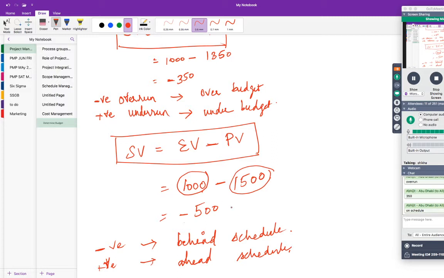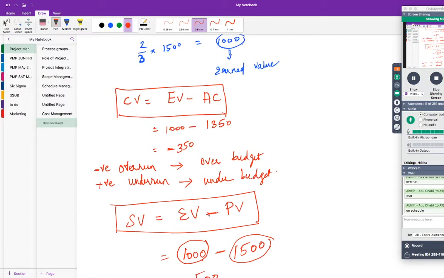So how much behind schedule? 500 worth days behind schedule. You understand? So in both of these, in cost variance or in schedule variance, earned value is the basic measure on which you are comparing, right? And that's why the analysis itself is called what? Earned value analysis. You get it?